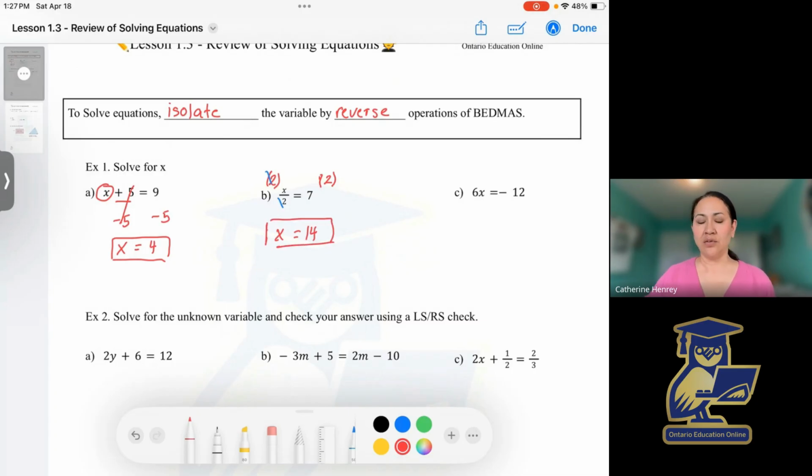And then finally over at C, I have 6 times x equals negative 12. Here I want to divide out the 6 because it's 6 times x. I want to do the opposite. So I divide 6 and I divide 6 on the other side. My 6's will cancel. I'll be left with x, and I simplify the other side. I have a negative 12 divided by 6, so I'll have a negative 2.